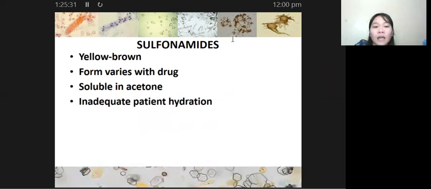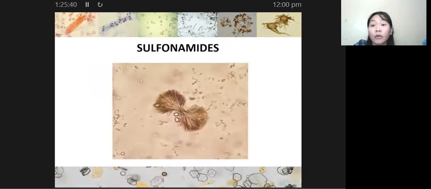So, ano ang itsura ng ating sulfonamides under the microscope? Actually, itong ipapakita ko sa inyo ay si acetyl sulfadiazine. So we have sheaves of wheat appearance.